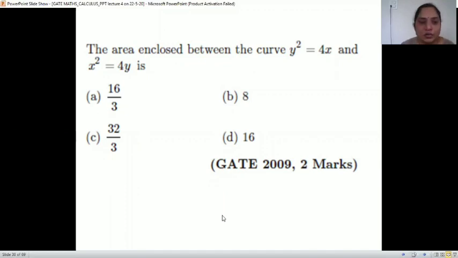Write down the question as we are going to end in less than 1 minute. So just write the answer and start back early. The area enclosed between the curves y square is 4x and x square is 4y is. If you are able to write the options, write them fast and come back soon. It will end now. Join back immediately.